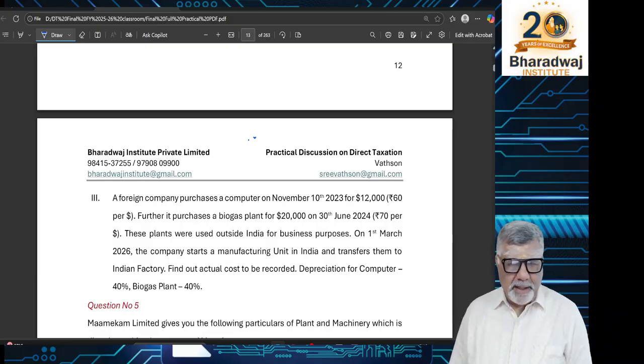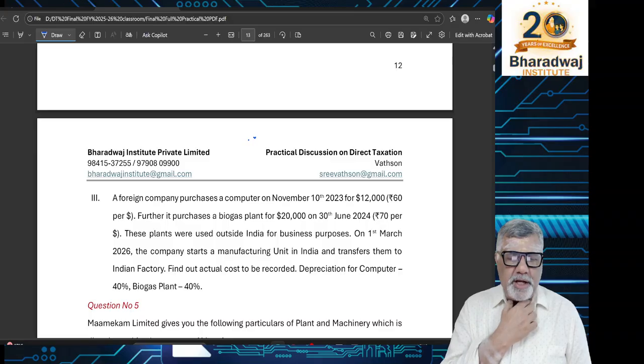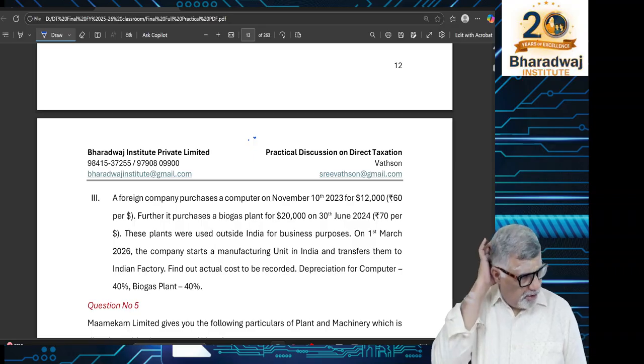A foreign company purchases a computer on 10th November, at 12,060 per dollar at that time, for 20,000 dollars. These plants were outside India. On 1st March 26, the company starts a manufacturing unit in India and transfers them to the Indian factory. Find out the actual cost to be recorded. Depreciation is 40%.